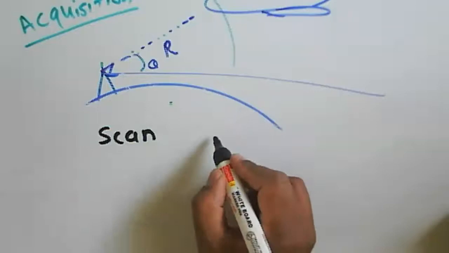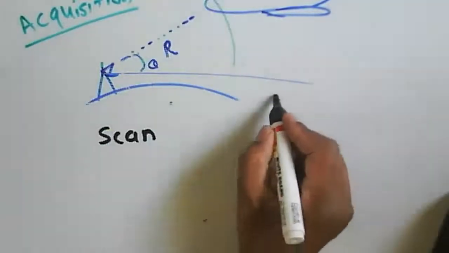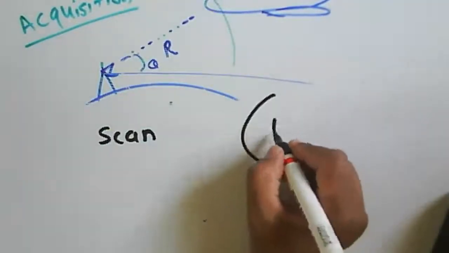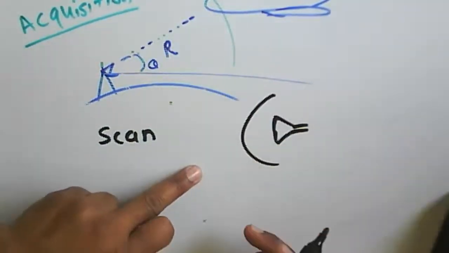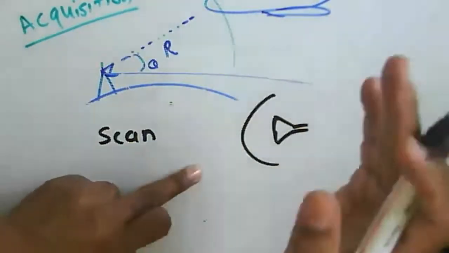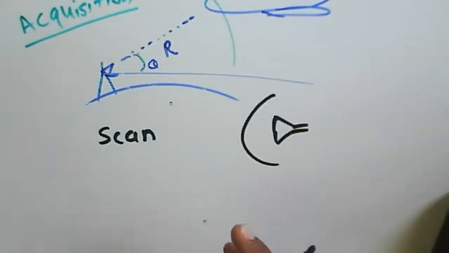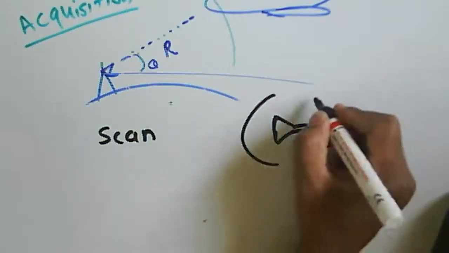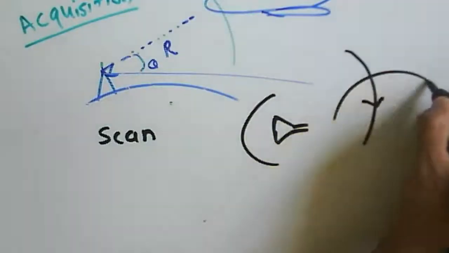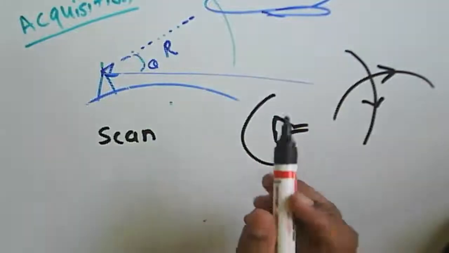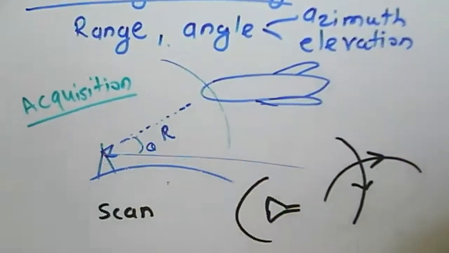So scan means what? Whether it is a conical scanning antenna, or whether the shape of the antenna is a parabolic one. What type of antenna are we supposed to use for scanning? A phased array antenna, likewise various antennas are there. That antenna is continuously rotating. If you consider a parabolic antenna, it will be continuously rotating in this direction as well as this direction, in both directions. So we will get the azimuth angle as well as the elevation.